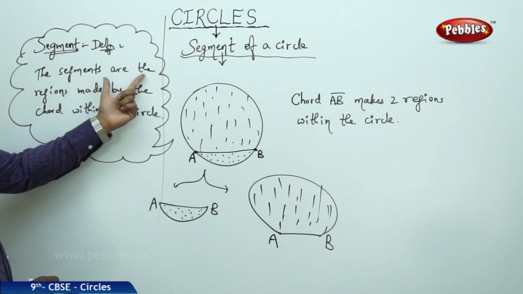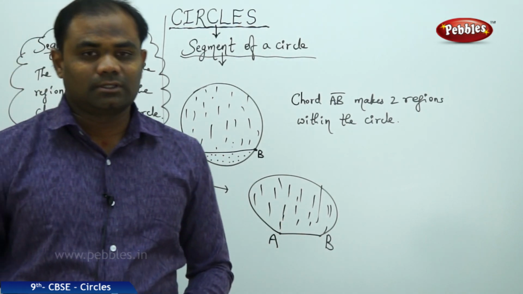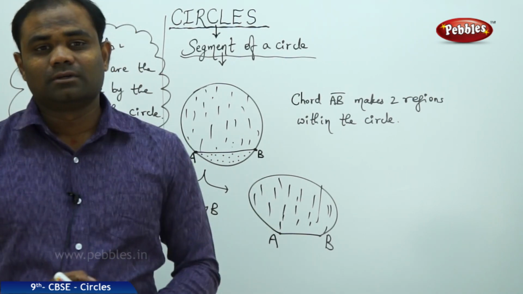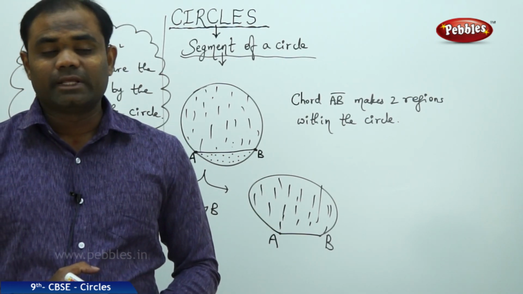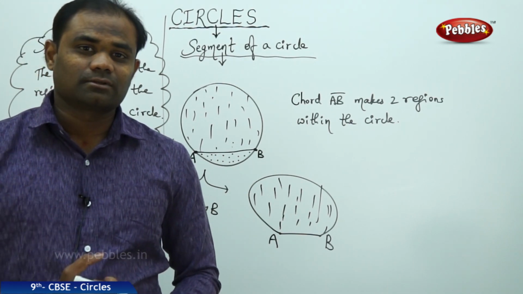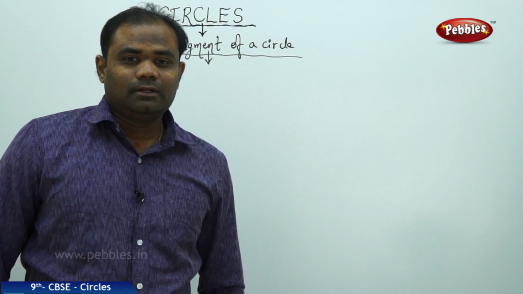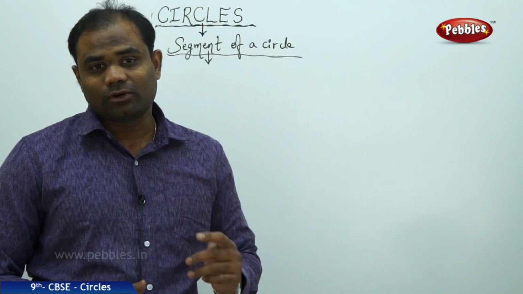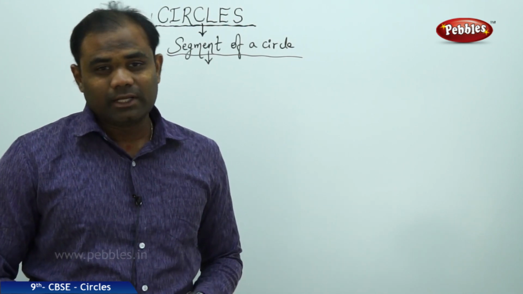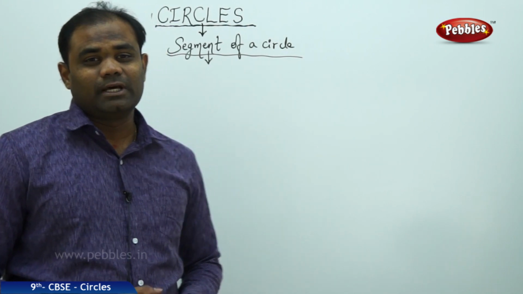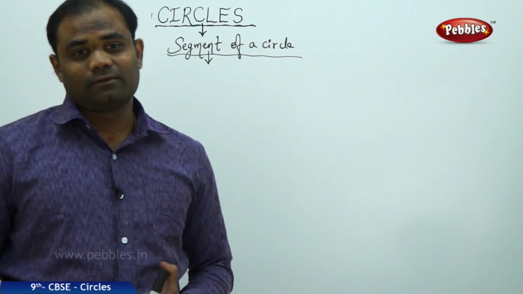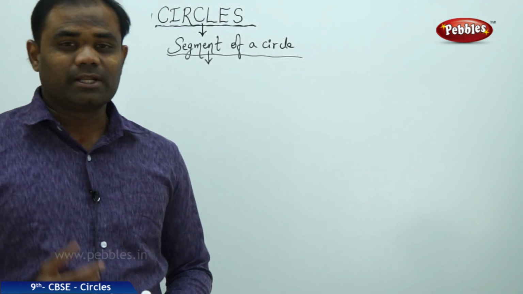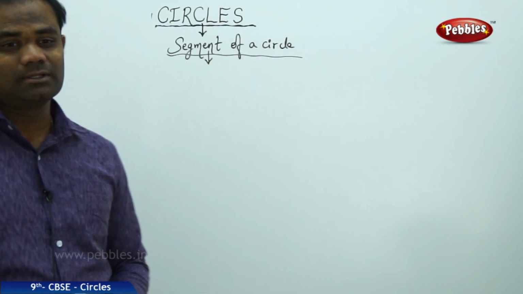Segments are the regions made by the chord in the circle, and there are always two segments in the circle. Because a chord divides the circle into two regions, there always exist two regions which are the segments for the circle. Now that we have defined segment of a circle to be the region made by the chord within the circle, clearly there are two regions formed by the chord of the circle. So let's see in today's session the possible number of segments made by the chord in the circle.